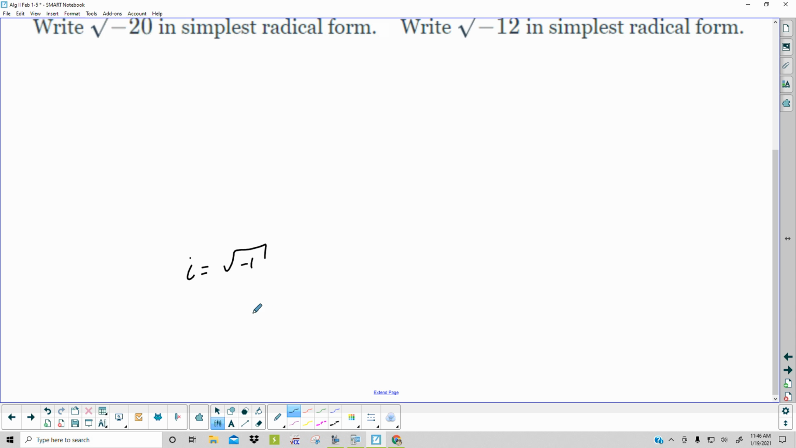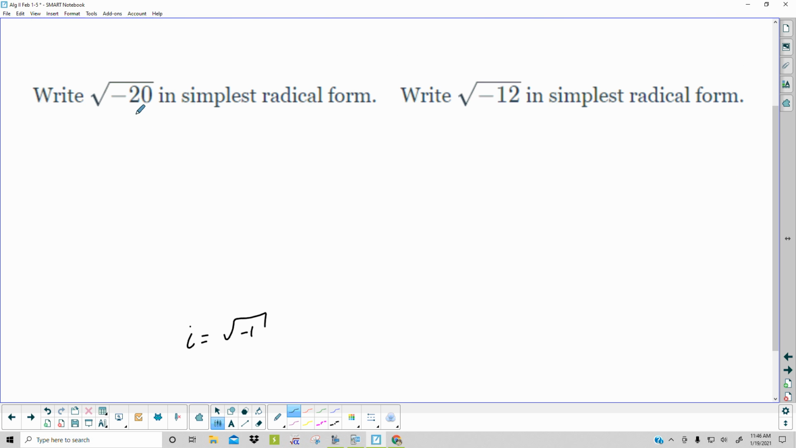Okay? So we have to involve i. Going back to this, you have the square root of negative 1 times 20. And the square root of negative 1 times 4 times 5. So I can break this into a series of numbers. Negative 1 times the square root of 4 times the square root of 5. Okay? This is worth i. So you have i times the square root of 4 is 2 times the square root of 5. And you're finished.